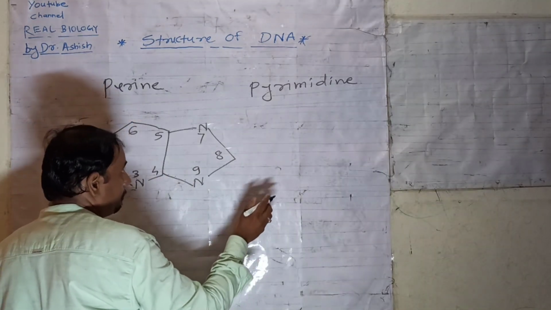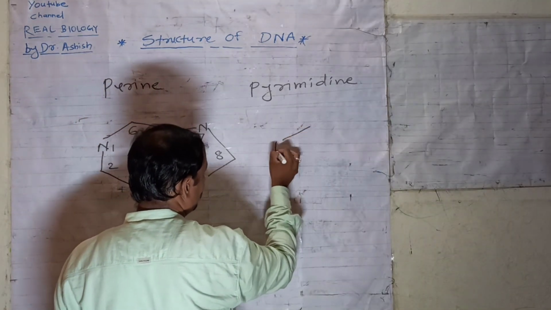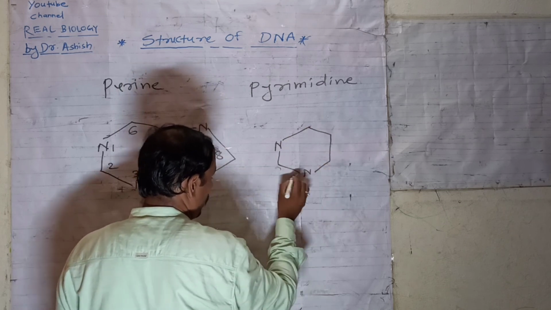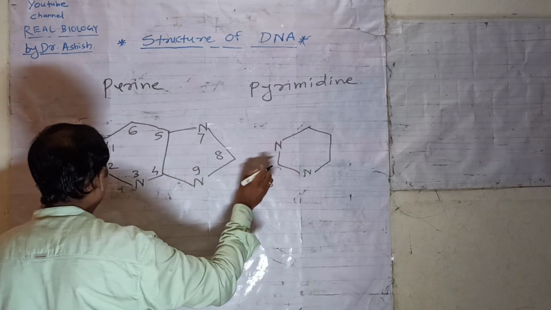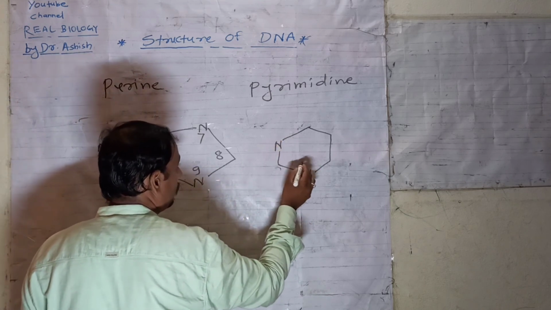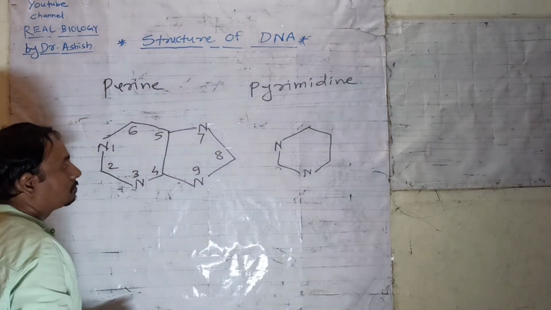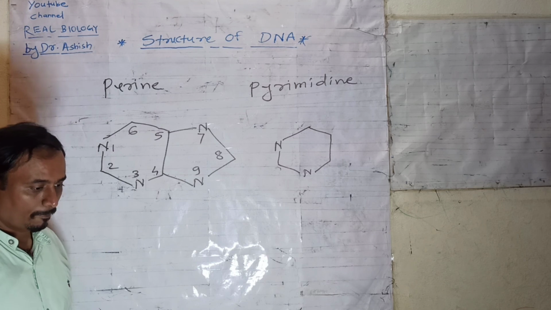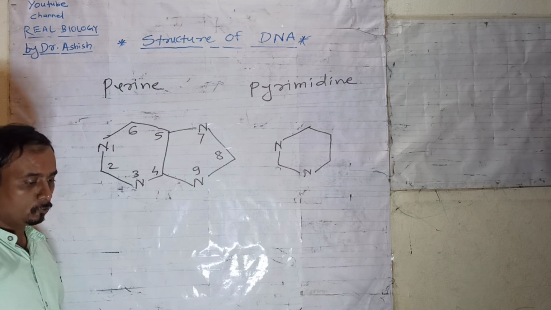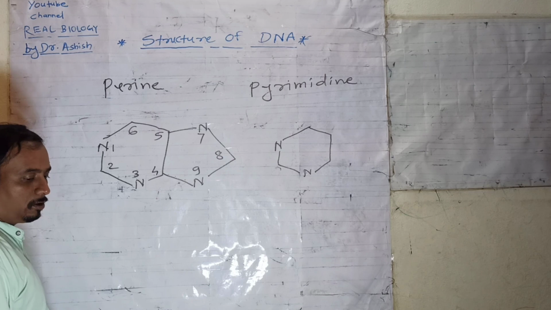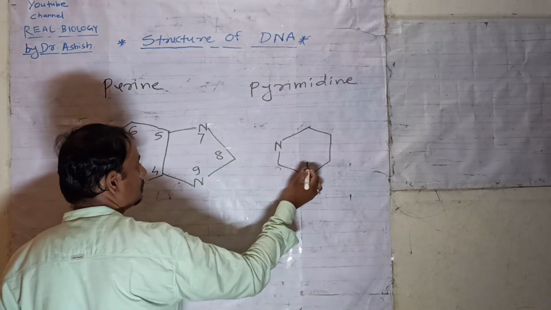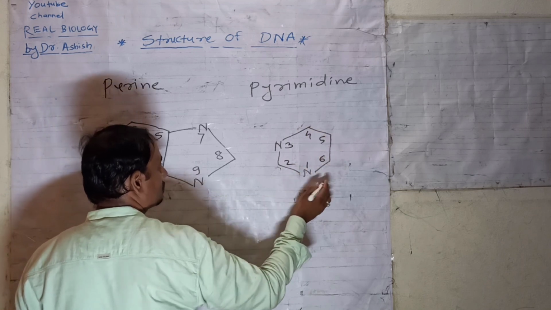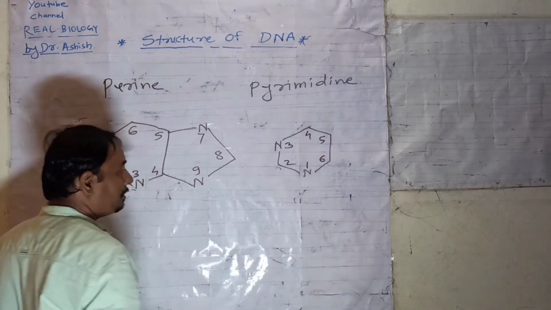A different type of numbering is there in the pyrimidine single ring structure. There are only 2 nitrogens because there is only 1 ring. The numbering starts from here. Number 1, 2, 3, 4, 5, and likewise in the clockwise direction, 6. This is the numbering of the pyrimidine molecule.